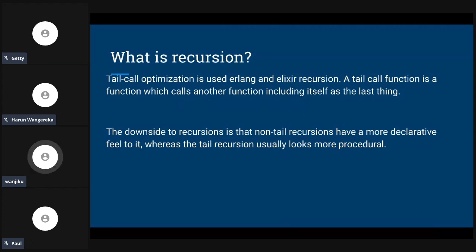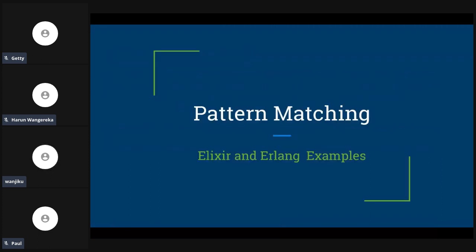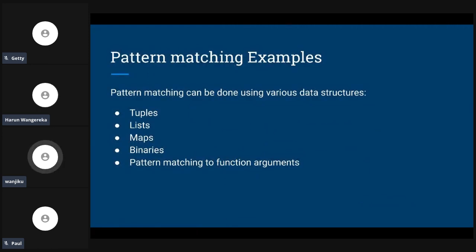So the downside of recursions is that non-tail recursions have more declarative feel to them, whereas the tail recursions usually look more procedural. Okay, so I feel that for us to understand these differences, the pattern matching and recursion, we would need a couple of examples. I'll break them down into the different data structures that we have in both languages: tuples, lists, maps, and binaries, and pattern matching in function arguments. I'll take you through first the Elixir examples and then the Erlang examples.